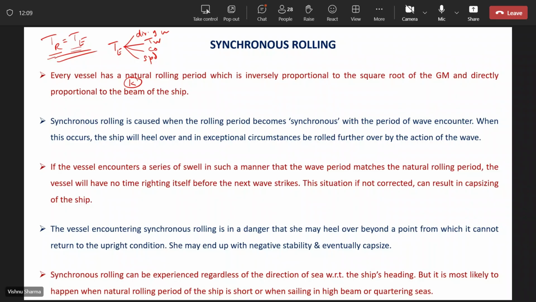Guys, does resonant rolling or synchronous rolling make sense if you link it to the resonance that you studied in school? Yes or no? Yes, sir. Yes, sir. Okay.